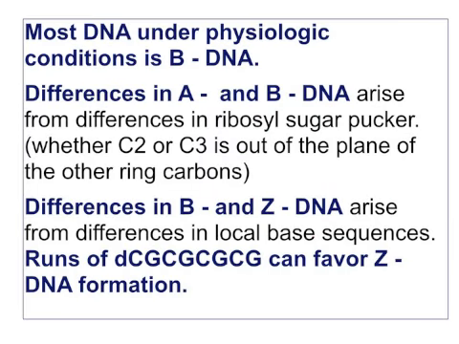Now, most DNA under physiologic conditions is in bDNA conformation. The differences in A and B DNA arise from differences in ribosyl sugar pucker. This is whether carbon 2 or carbon 3 is out of the plane of the other ring carbons. The differences in B and Z DNA arise, as I said, from differences in local base sequences, where runs of CG can favor Z DNA conformation.